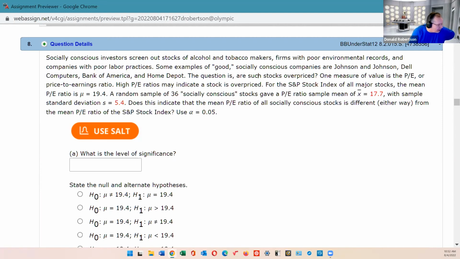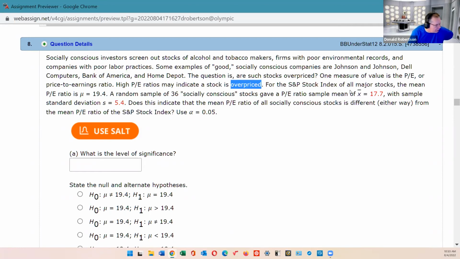The question is, are these stocks overpriced? Now, one way to measure the value of a stock is P to E. I think that's price to earnings. So the price of the stock divided by how much per stock that company earns. So it's P to E. High P to E ratios can indicate that a stock is overpriced. It can also mean that that stock is liked, right? People like certain stocks because they feel it's a good company, it's not going to go bankrupt on me.